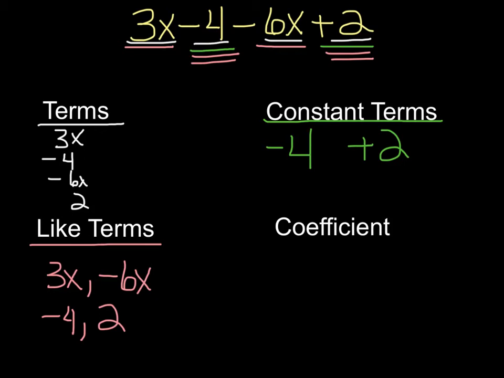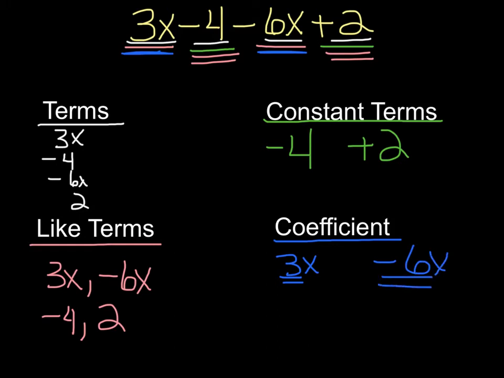Now we're going to look at coefficients. A coefficient is a number that precedes a variable. Precedes means comes in front of. So we only have 2 terms here that have variables. They are 3x and negative 6x. Okay, so the coefficient in 3x, the coefficient is just the 3. Okay, it is only the number in front of the variable. We also have negative 6x. And so the coefficient there is negative 6.